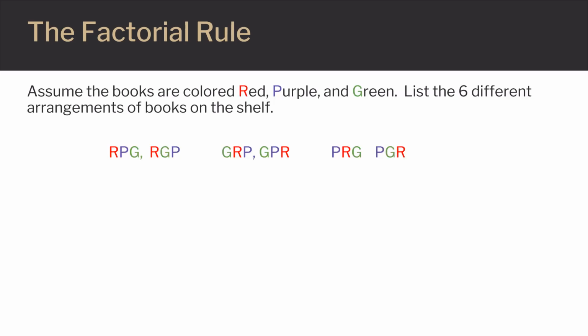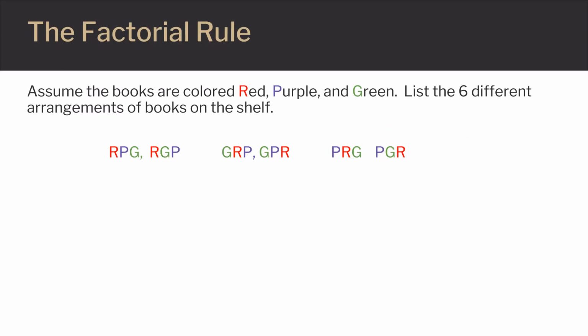Let's go through and look at the possible arrangements. Assume that the books are red, purple, and green. And let's see if we can list those 6 different arrangements. Start by putting the red book on the shelf first. We could follow it with the purple and green to get red, purple, green. Or we could follow red with green and then purple. So there are 2 arrangements possible if the red book goes first.